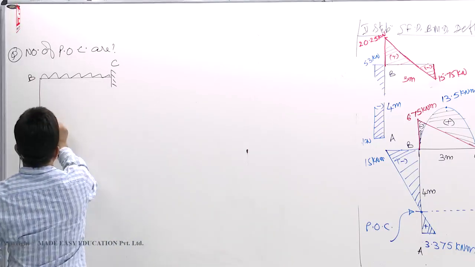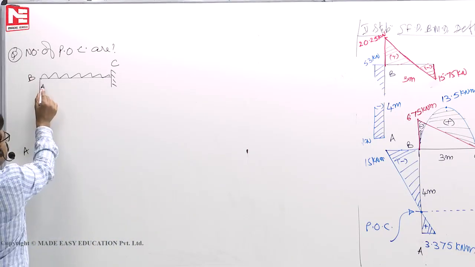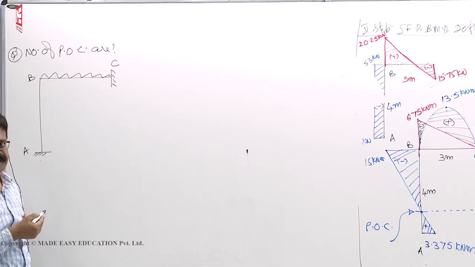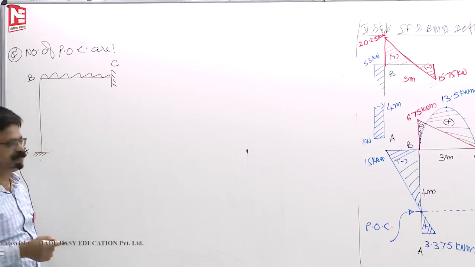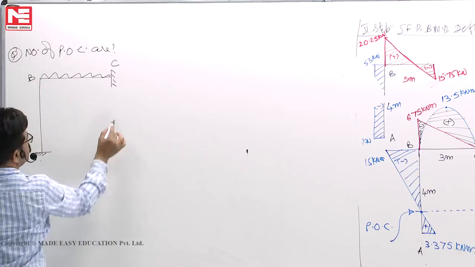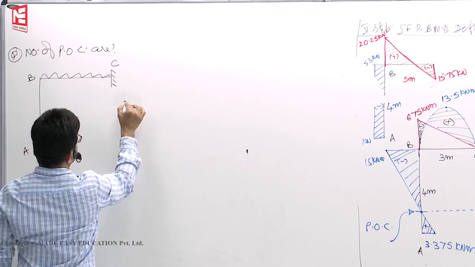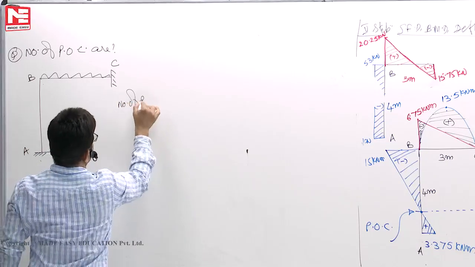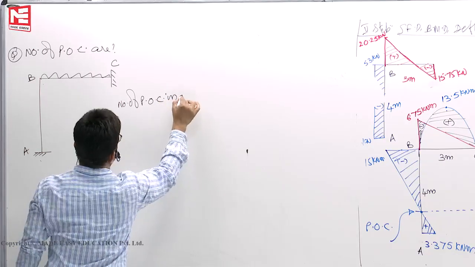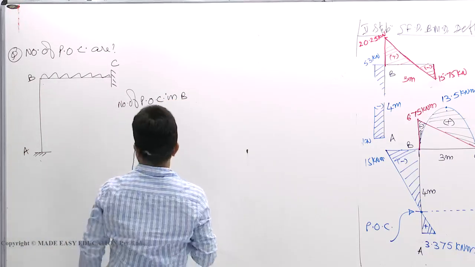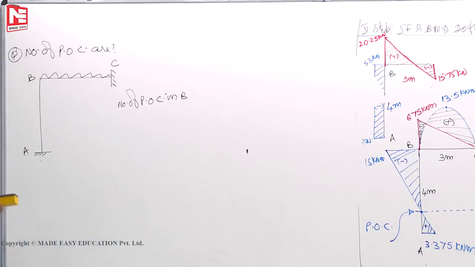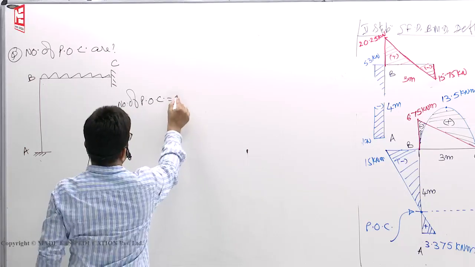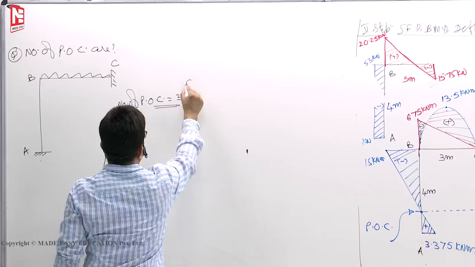So here 2, and whatever moment at B will develop, because of carryover moment, at A half the moment will come. So one POC for the member AB. So total number of POC are 3. So this is how you see here. Number of POC in BC, or otherwise total we will write. Number of points of contraflexure is equal to 3. Directly I am writing 3.